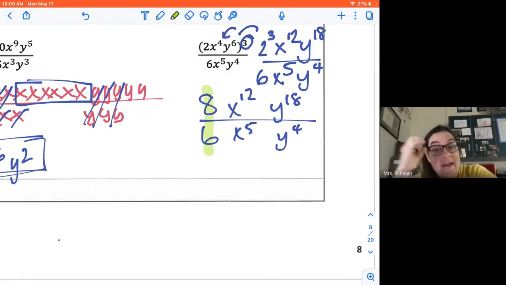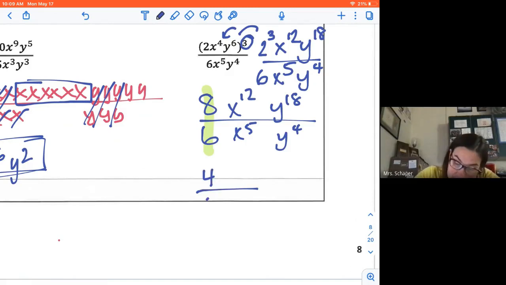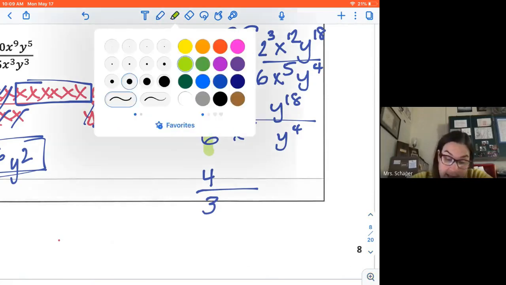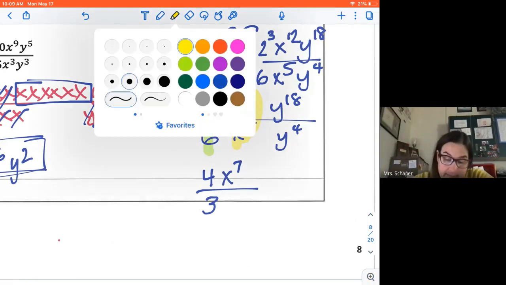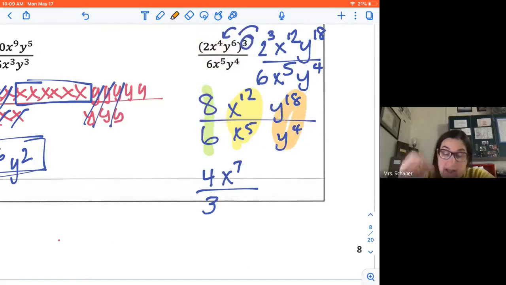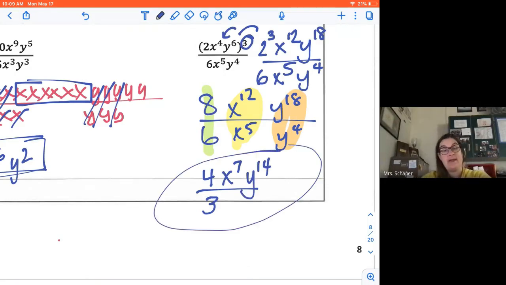If I had a fraction that was 8 over 6, I would divide both of those by 2, and I would end up with 4/3. 8 over 6 is 4/3. When I look at my x's, I have 12 on top and 5 in the denominator. The 5 in the denominator are going to cancel out 12 on the top in the numerator, so I'm going to be left with 7. I'm in essence taking 12 minus 5. And then I'm going to do the same thing with my y's. I have 18 in the numerator and 4 in the denominator, so that's going to be y to the 14th. There's my answer. Okay.